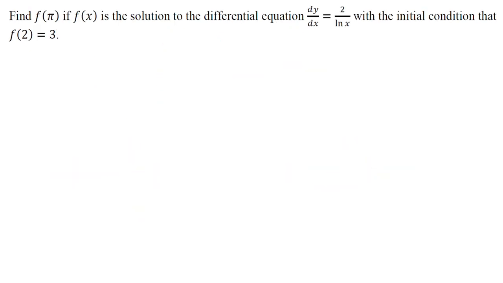All right, our next one here. We've got f of pi is what we're looking for, and f of x is the solution to dy/dx equals 2 over ln x. And we know that f of 2 is equal to 3. We're going to do the same thing here.